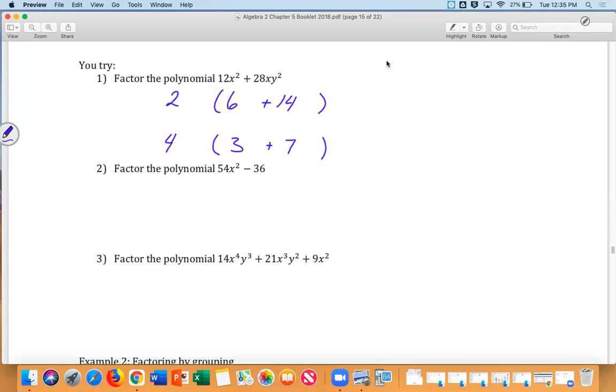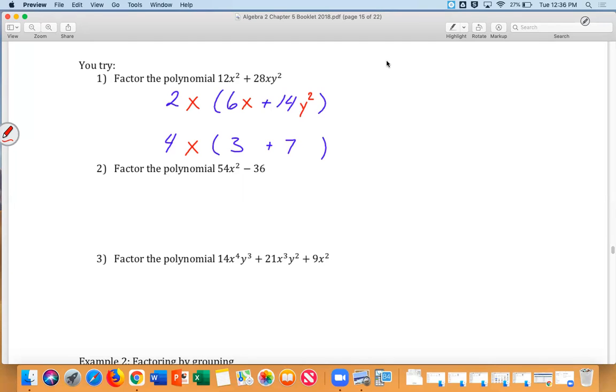Now with the variables, I notice the first one's got x squared and the second one's got xy squared. I'm not worried about the y because they both don't have y's. They both have x. This one's got 2, the second one has 1, x to the first. So I will pull out an x. Here's what would be left up here. I'm just going to fill this in.